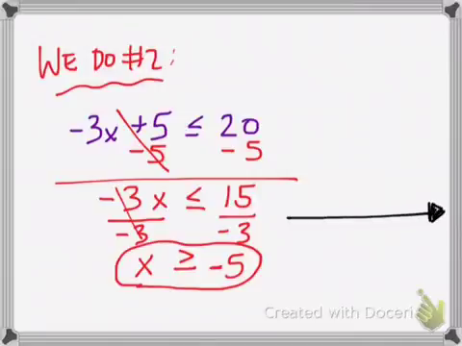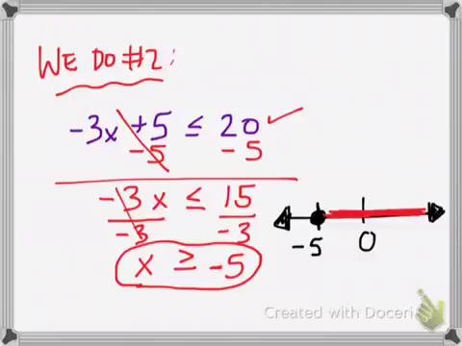Remember to just sketch a number line. Mark off where 0 is. And then negative 5 is to the left of 0. And since it's greater than or equal to, I use a closed circle. So any number greater than or equal to negative 5 should be to the right of it. It can be negative 5 or anything to the right of it. So any number negative 5 or greater will make this inequality true.